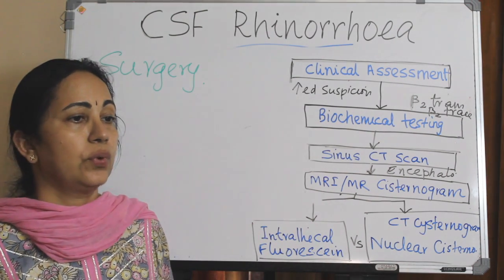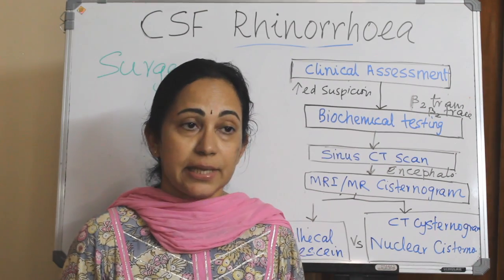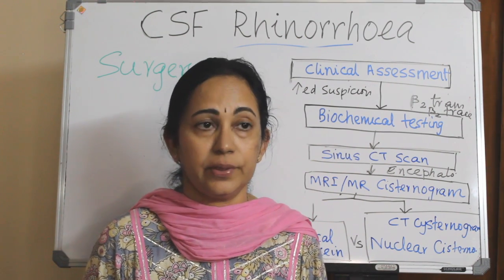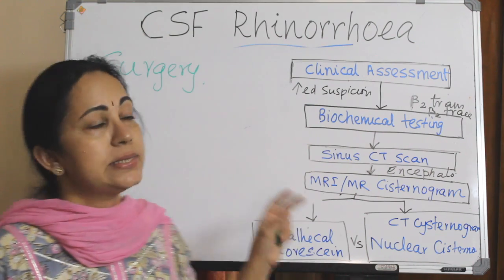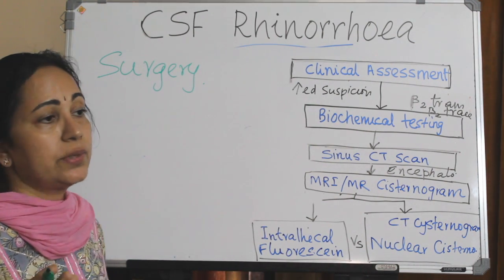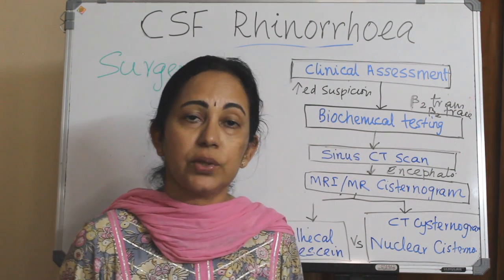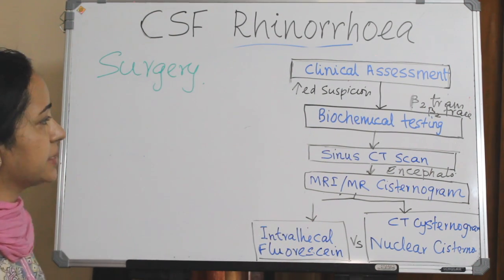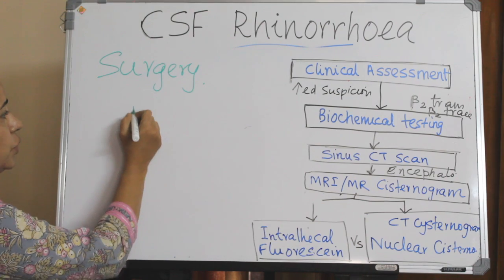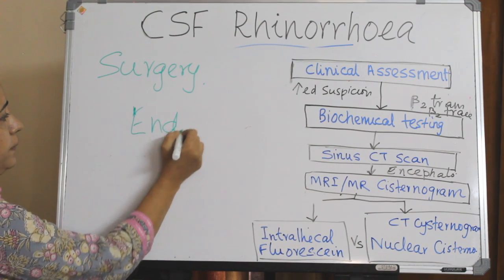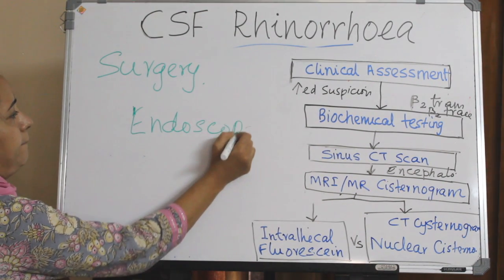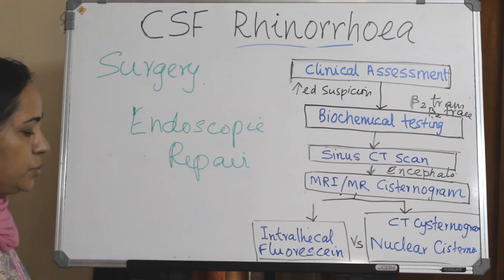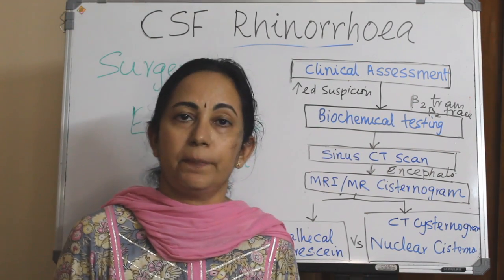And whether to go for a CSF diversion or drainage on a temporary or a permanent basis is again a matter of controversy. But in surgery, traditionally there were two techniques. One is a craniotomy or an extradural external approach, and the most accepted one and the surgery of choice is an endoscopic repair. So what are the steps of an endoscopic repair of CSF leak?